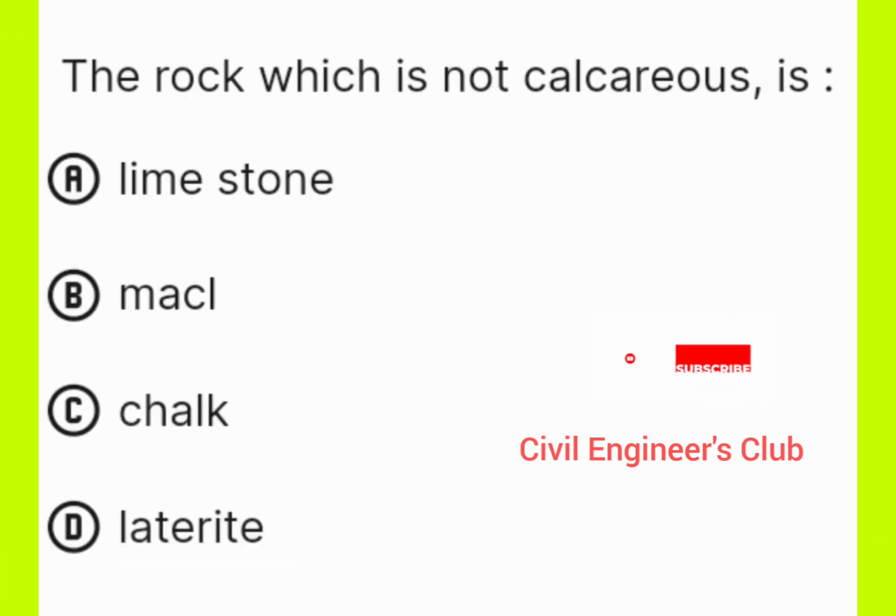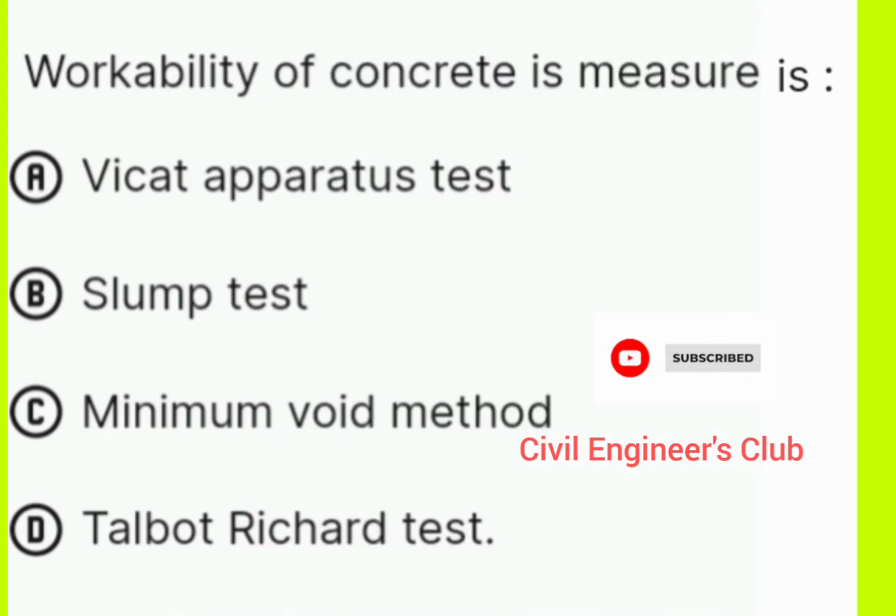Next question: the rock which is not calcareous is option A, limestone; option B, MSCL; option C, chalk; option D, laterite. Here the correct answer is option D, laterite. The rock which is not calcareous is known as laterite.